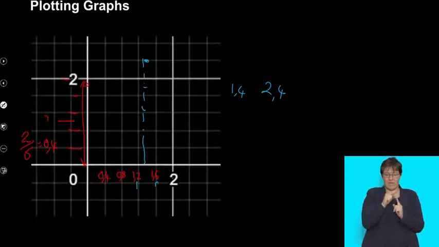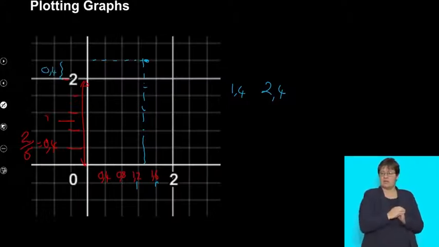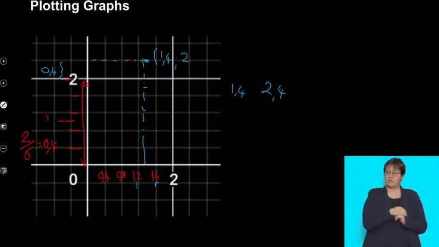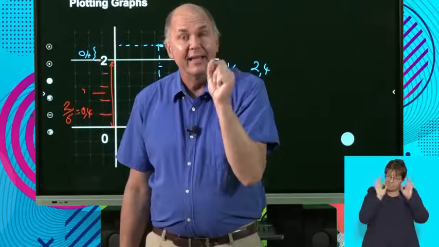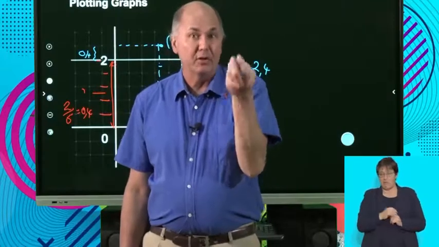Don't make too big a dot, and then come across here, and you'll see that we've gone up the one block, which is 0,4. So that's why we know that this value here is 1,4, and we can put a colon there to say 2,4. And you've got to make sure every one of your points is plotted accurately. And again, I've made that dot quite big so that you can see it.